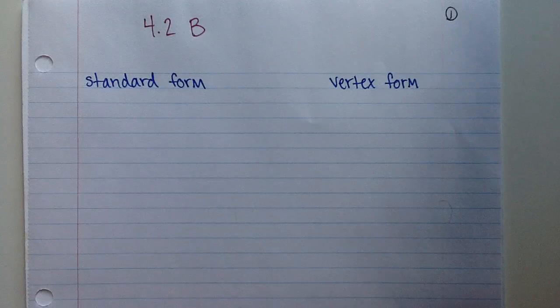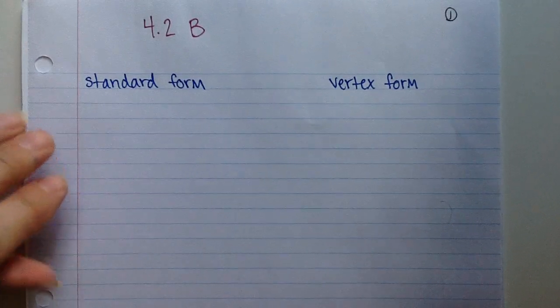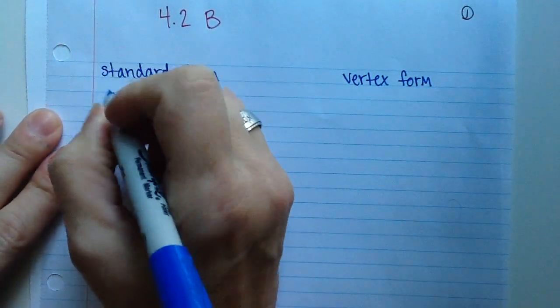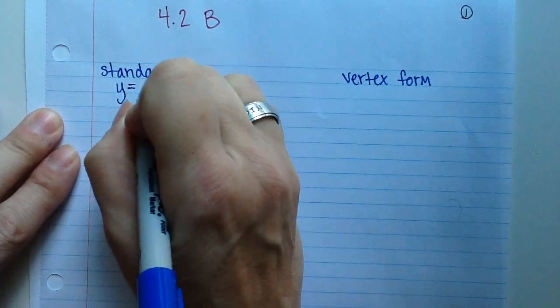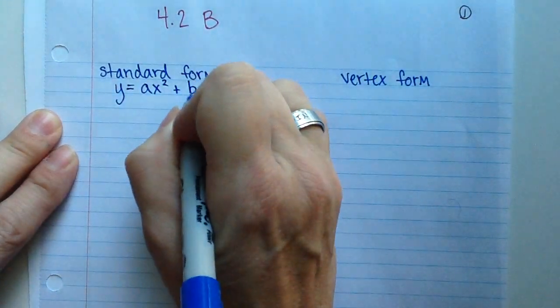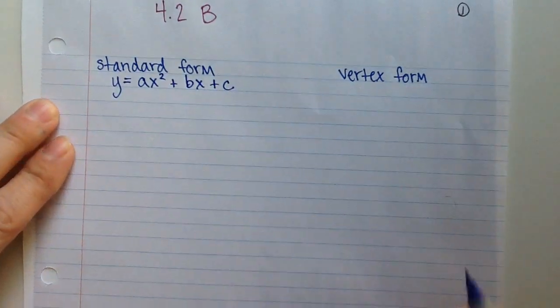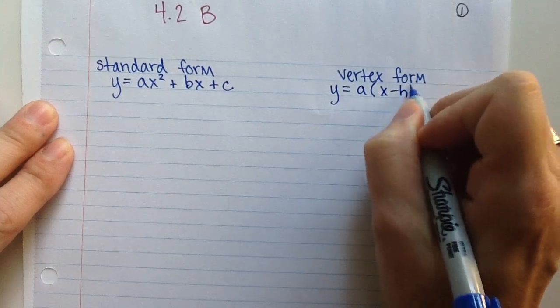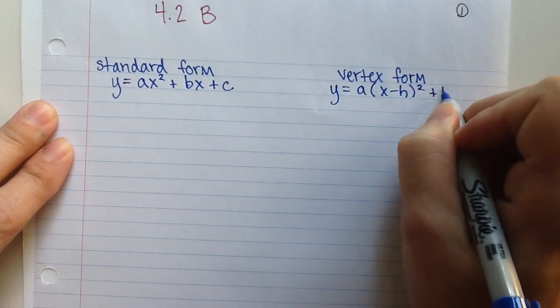In section 4.2b, we are going to be working with standard form and vertex form, and we're actually going to figure out how to change a standard form quadratic function into a vertex form quadratic function. So let's just remember which is which. Remember that standard form is the one that goes y equals ax squared plus bx plus c, and vertex form is y equals a times x minus h squared plus k.